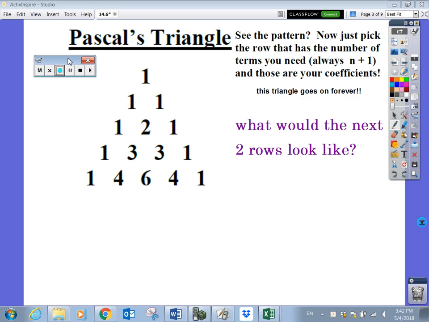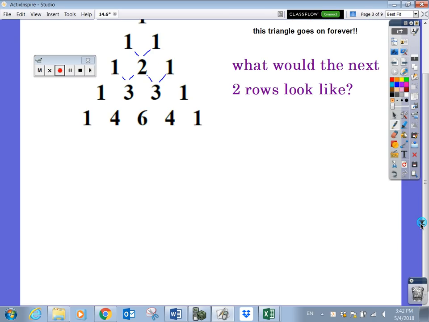So where do those come from? Well, 2 comes from 1 plus 1. 3 comes from 1 plus 2. 3 comes from 1 plus 2. 4 comes from 1 plus 3. We get 6. We get 4. We add those together. So the next column is going to be 1, 5, 10, 10, 5, and 1.